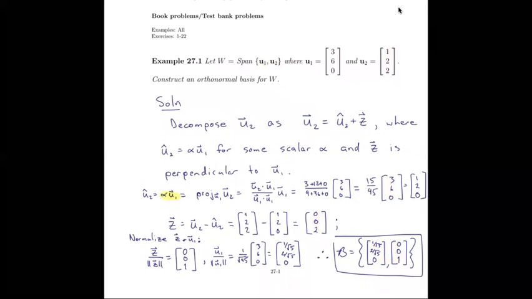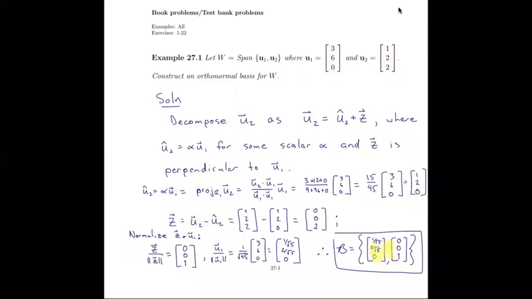So alpha U1, right? And then Z was U2 minus U2 hat. Remember, that's alpha U1. Z is a linear combination of the vectors U1 and U2, our original basis vectors. So we know that the vectors in this set are in the span of these two vectors as well. So their spans will be equal to each other.